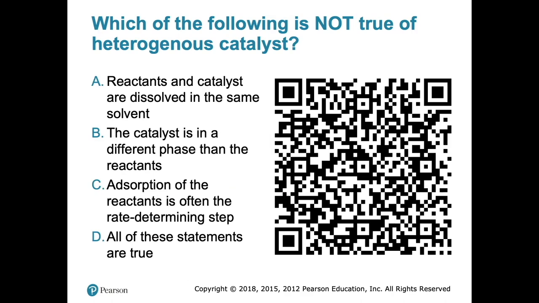So you don't have to scan this. We'll just talk about it real quick. Which of the following is not true of a heterogeneous catalyst? The reactant and the catalyst are dissolved in the same phase. That's definitely the one that's not true. The catalyst is a different phase than the reactants. That's true. Absorption of the reactants is often the rate limiting step. That's also true. So A is the answer there, because reactants and catalysts dissolved in the same phase is usually the homogeneous catalyst.